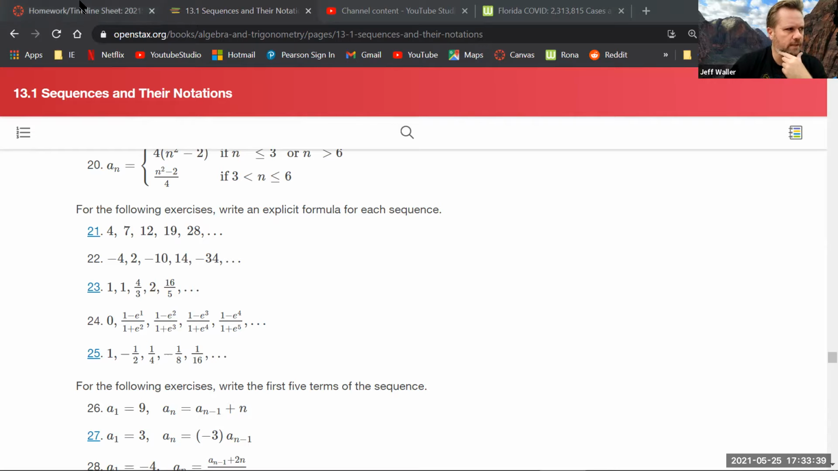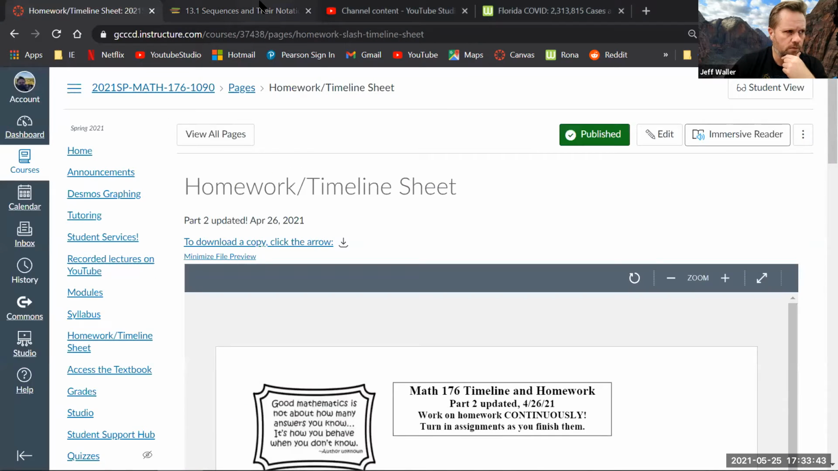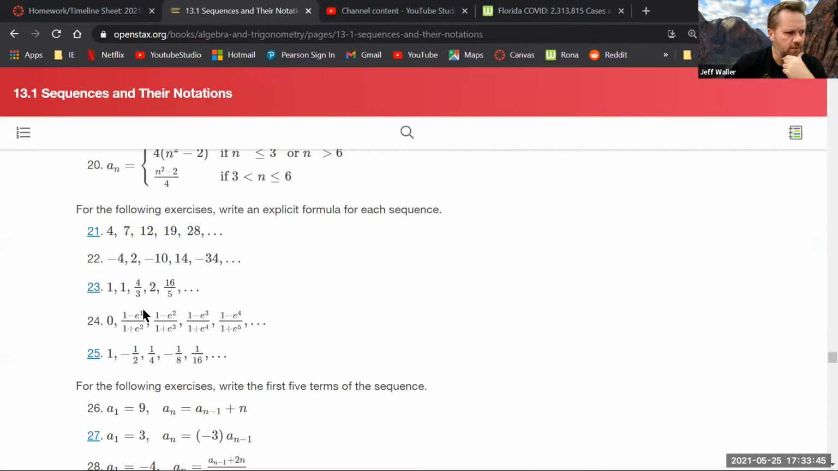Rio, what did I assign in this section? Let me see. 21 to 24. Beautiful. If I were you, I would do 25 and then 24, and just work backwards. It will actually make some of this earlier stuff easier, because this is based on something you do earlier here.